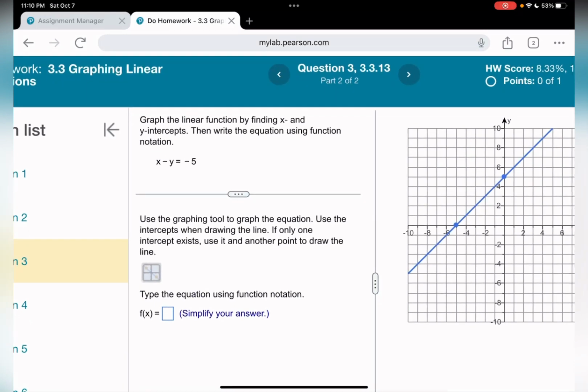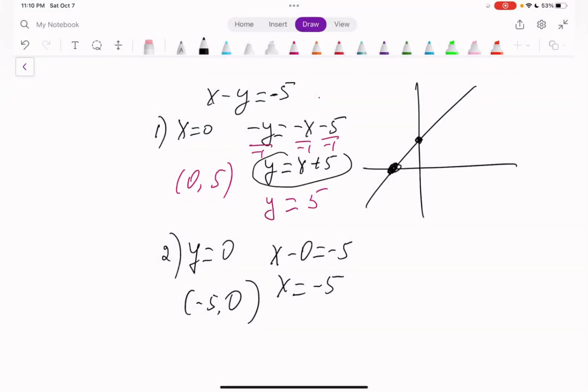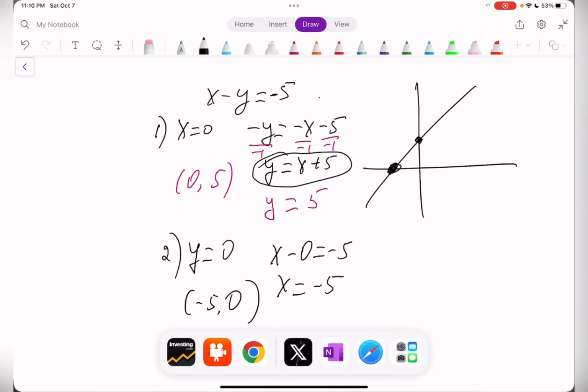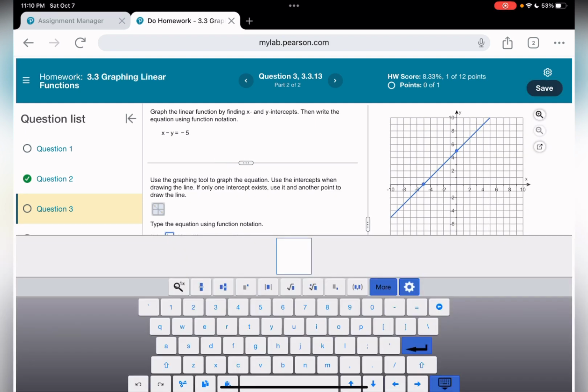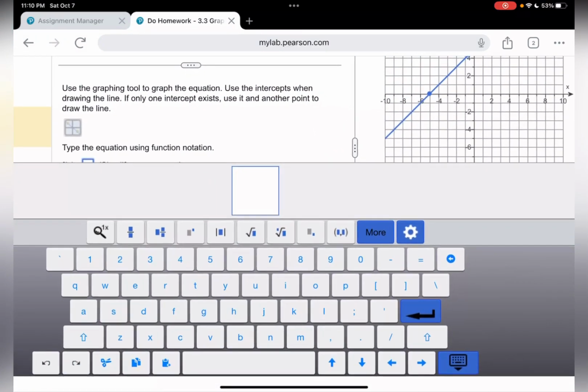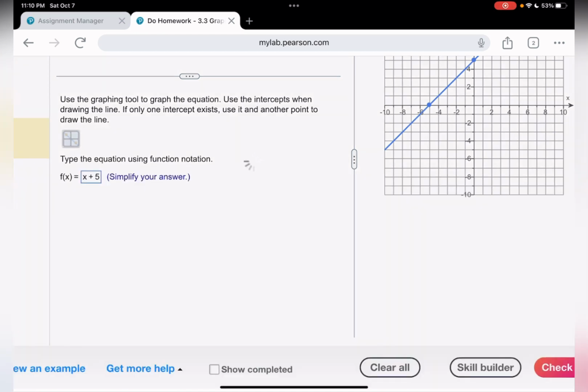Using function notation. So I already had it here. Y is equal to x plus 5. That's the notation they look for. So I will write down x plus 5. All right.